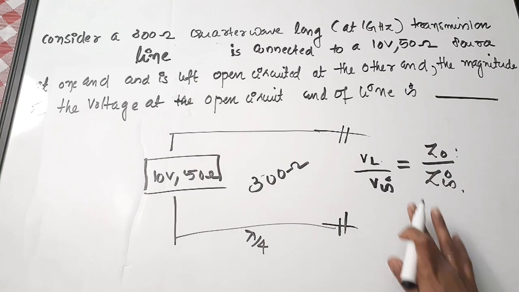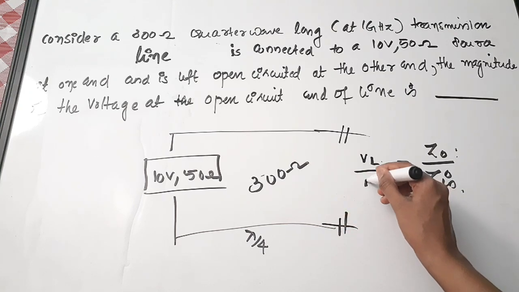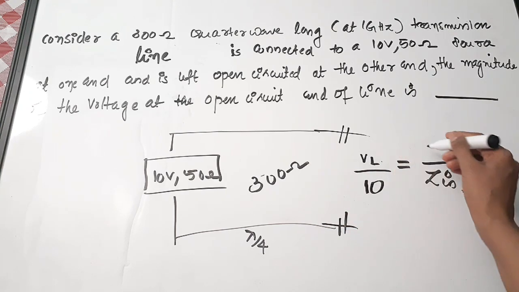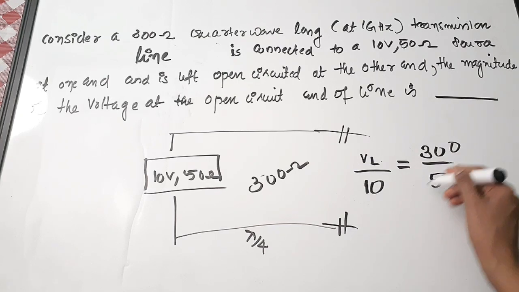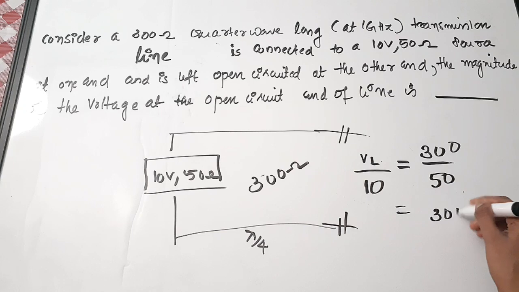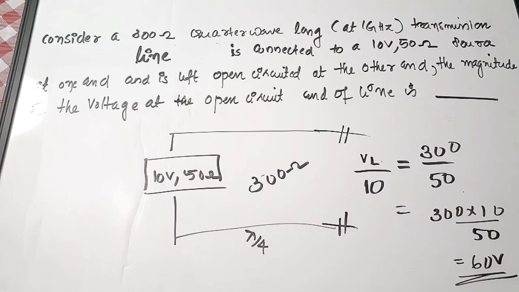So just substitute these values in this equation. 10 volt, Z0 is 300, then Zin is 50. So it is 300 into 10 by 50, which is equal to 60 volt. Okay, so the voltage at the open circuited end of the transmission line is VL equal to 60 volt is the answer.